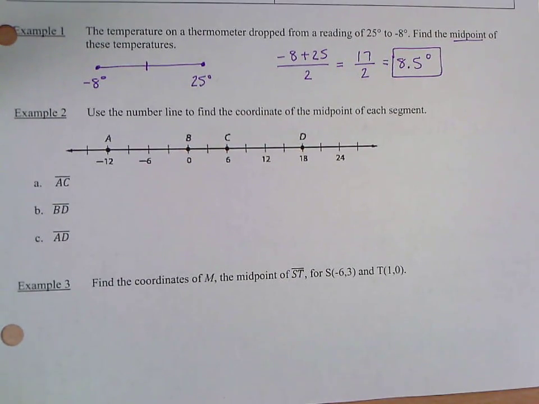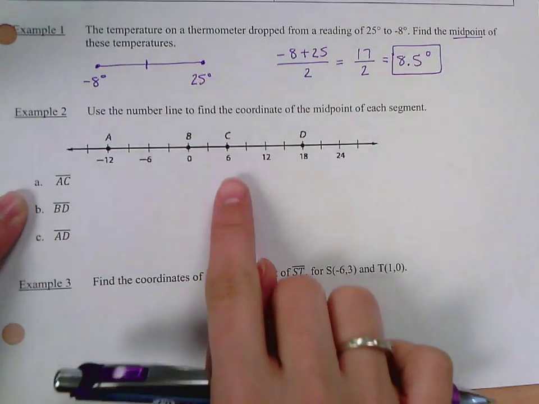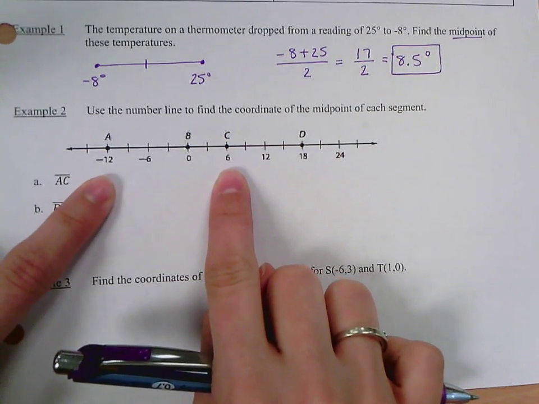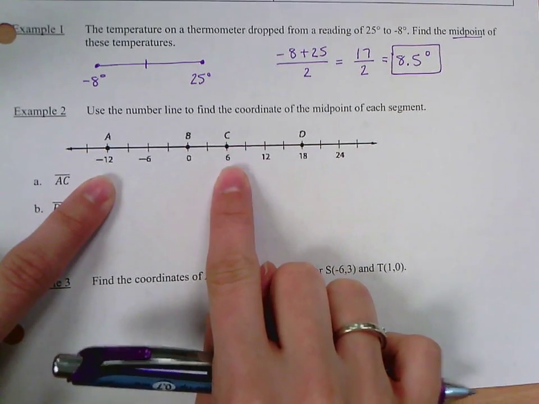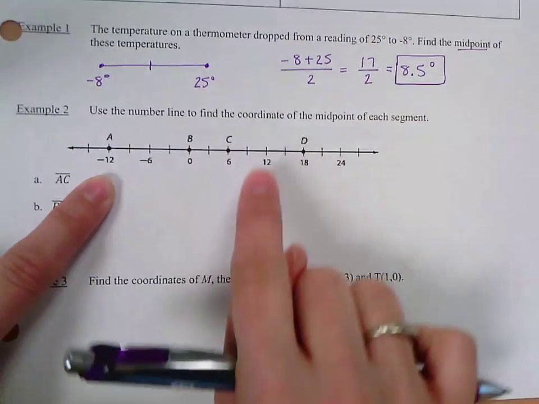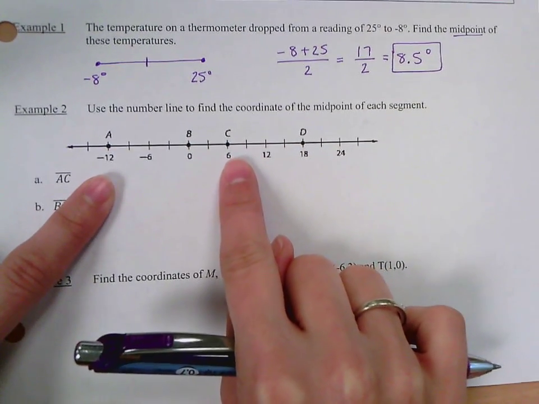Okay, and then if we look at example 2, here it actually gives you the number line with 4 different points on it and says use the number line to find the coordinate of the midpoint of each segment. So if you look at A, we have segment AC. So I'm looking at where A and C are. A is at negative 12, C is at 6. So I calculate it the same way I did example 1. To find the midpoint, I'm finding the average.